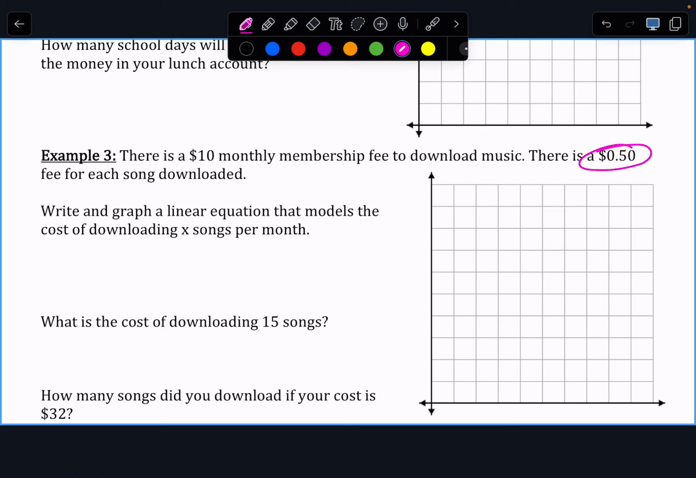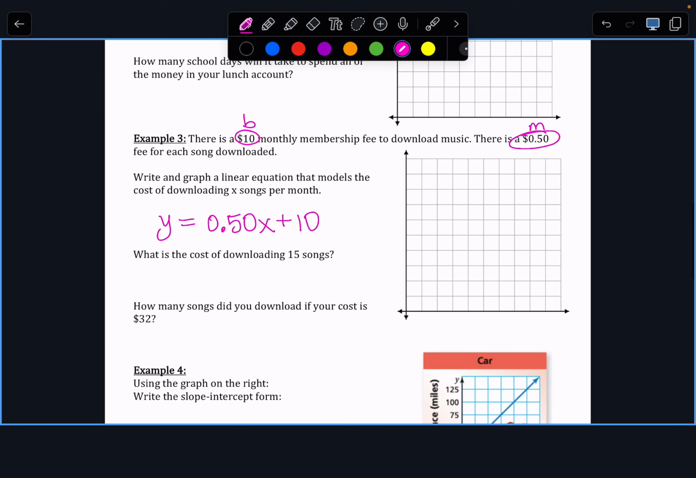All right, so our slope is 50 cents and our B is 10. So y equals 0.50x plus 10. Why did we pick 50 cents as our slope? What word did we find? We found the word each. That told us it was our slope. Okay? All right. So now we have money and we have songs. Our slope is $0.5 per song.